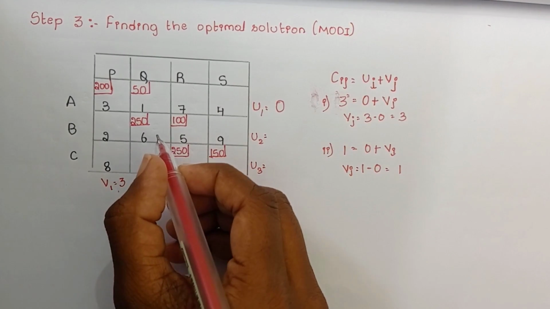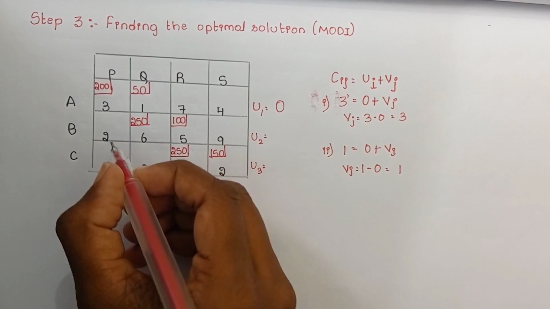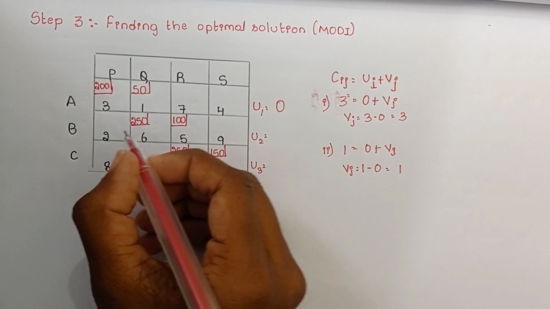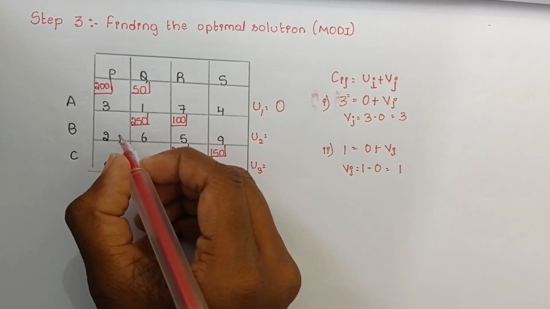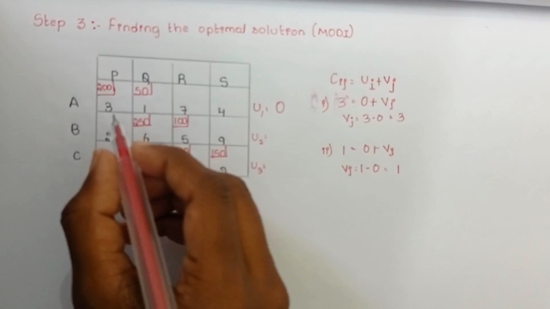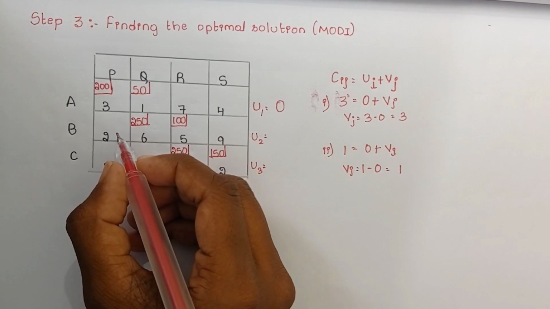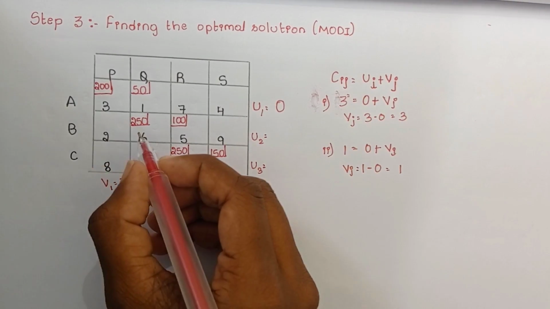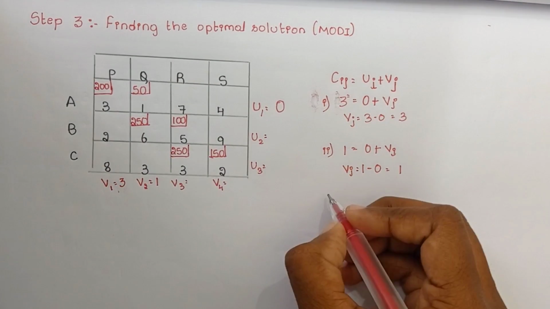In this row, the occupied cell is 6. We will not consider this 2 because it is not an occupied cell. It is an unoccupied cell. So this formula is not suitable for the unoccupied cell, so I will not consider that. The next occupied cell is 6.